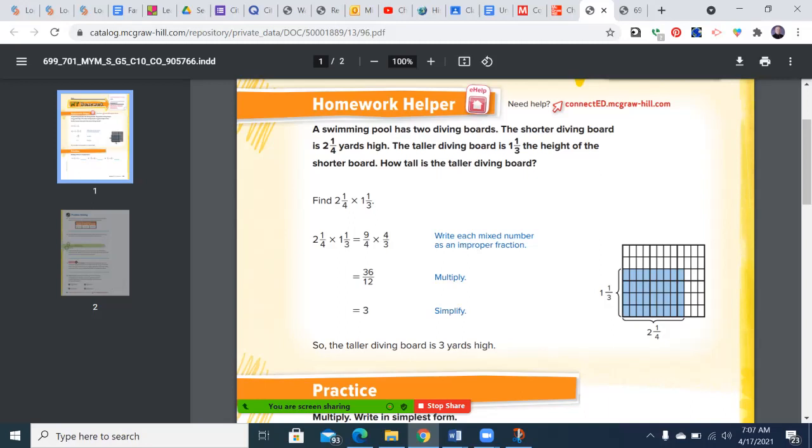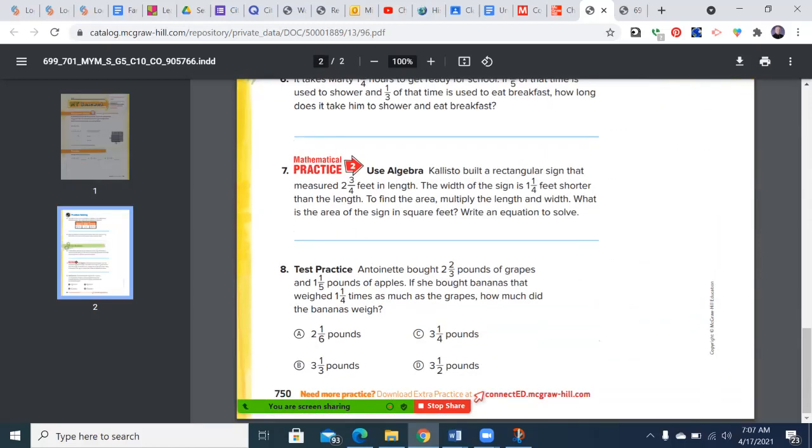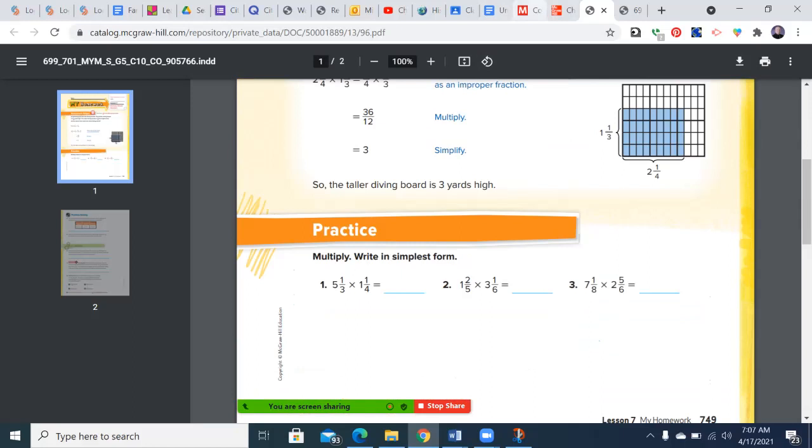After you get to this point, it now becomes very similar to what we were doing previously. 9 times 4 is 36 over 12, so 36 twelfths. And then 12 goes into 36 evenly 3 times, so we had an answer of 3. So that's what we're looking at. So you'll need to be able to convert mixed numbers into improper fractions, and then you'll need to simplify improper fractions. Everything else is about the same. And you see that's a little bit longer assignment with 8 questions.